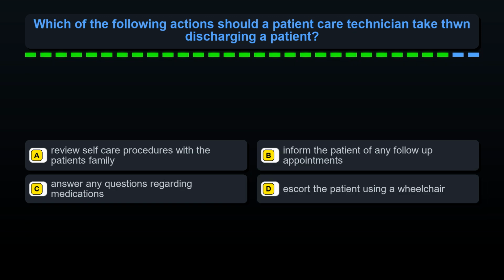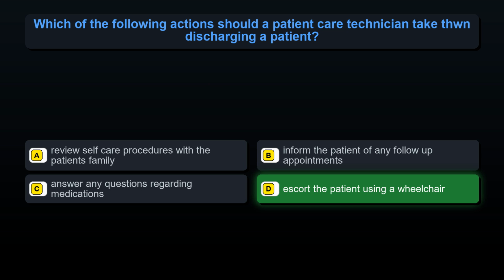Question 59. Which of the following actions should a patient care technician take when discharging a patient? Option A. Review self-care procedures with the patient's family. Option B. Inform the patient of any follow-up appointments. Option C. Answer any questions regarding medications. Option D. Escort the patient using a wheelchair.